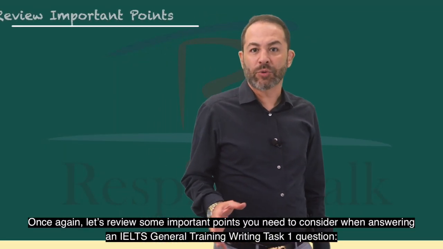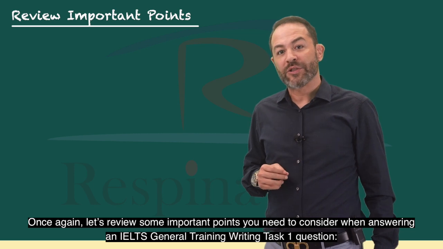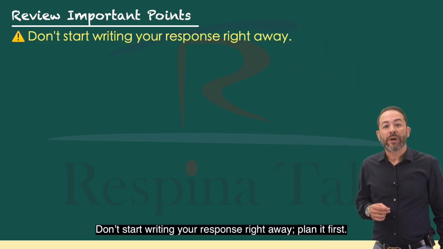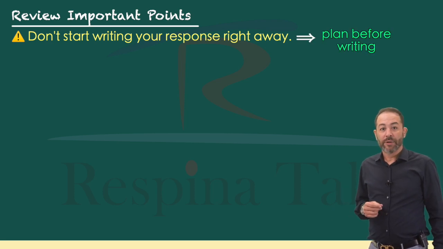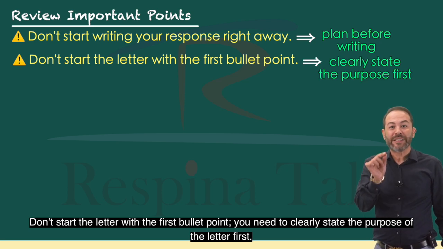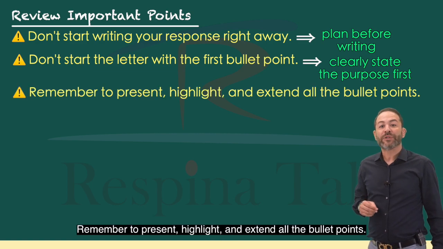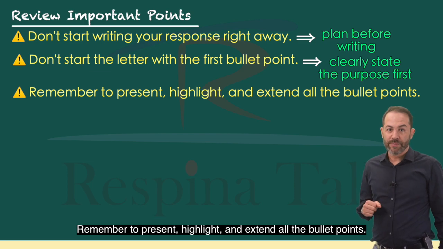Once again, let's review some important points you need to consider when answering an IELTS General Training Writing Task 1 question. Don't start writing your response right away. Plan it first. Don't start the letter with the first bullet point. You need to clearly state the purpose of the letter first. Remember to present, highlight, and extend all the bullet points.